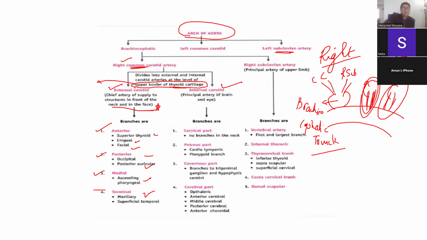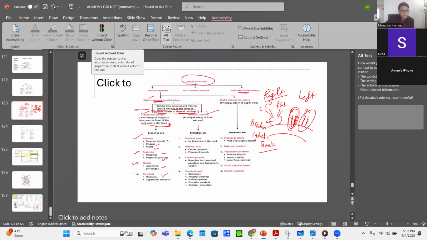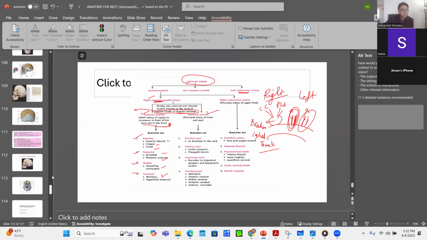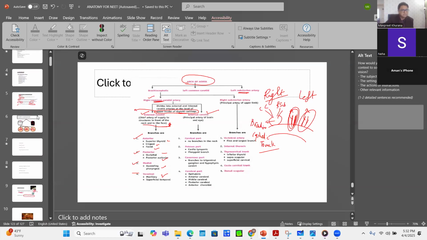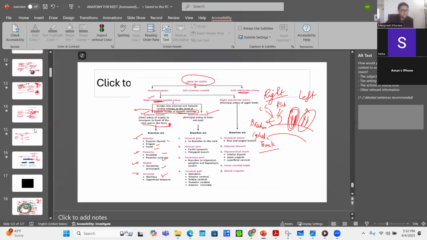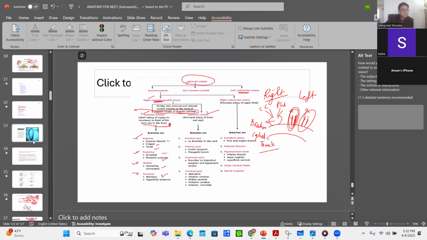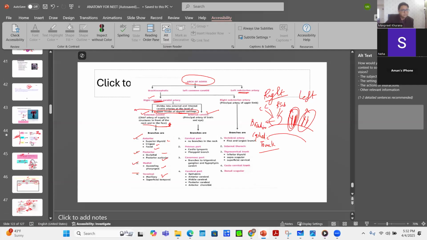Now, we are not going to learn all the arteries right now. I just told you about these arteries because they are very important and you get confused with the arterial supply. Okay, now let's go back to our topic. Let's stick to the topic because if I go out of the topic, then I go completely out of the topic, right? I don't want that.